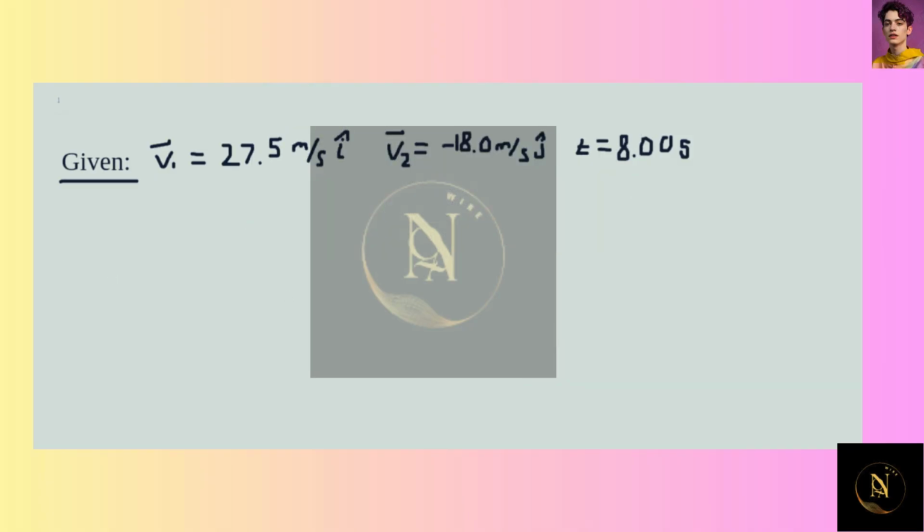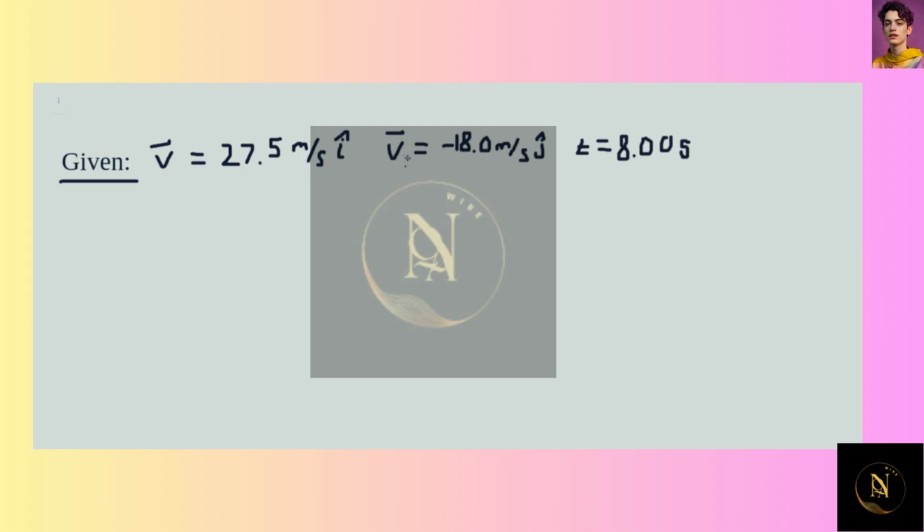Okay, our question says, a car is moving with the speed of 18 meters per second due south at one moment and 27.5 meters per second due east 8 seconds later. Over this time interval, determine the magnitude and direction of A, its average velocity, B, its average acceleration, and C, what is its average speed. Hint, can you determine all of these from the information given?